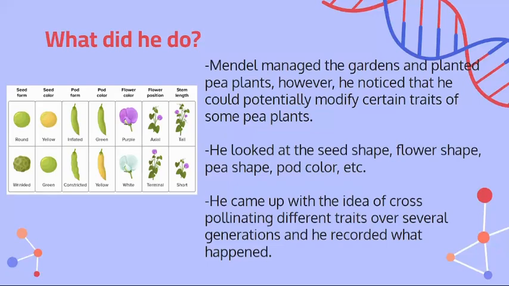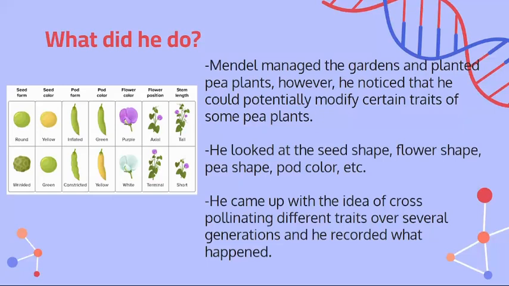However, he noticed that he could potentially modify some traits of these pea plants. So he looked at everything on the left. He looked at the shape of the seed, the color of the seed, the pod form, the pod color, the flower position, and the stem length. And there's more, obviously, but he was really an observant guy.